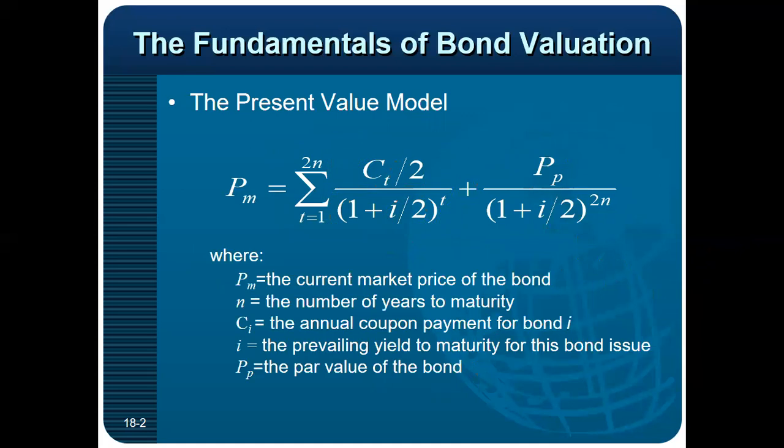Actually, what you learn about valuation of bond is that you want to find the price of the bond today. It is the present value model. It comes from the idea of present value. So PM is the current market price of the bond. N is the number of years to maturity. C is the annual coupon payment. I is the prevailing yield to maturity. PP is the par value of the bond.